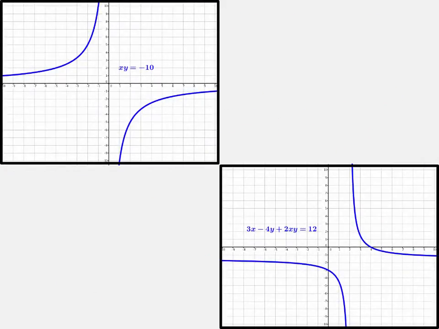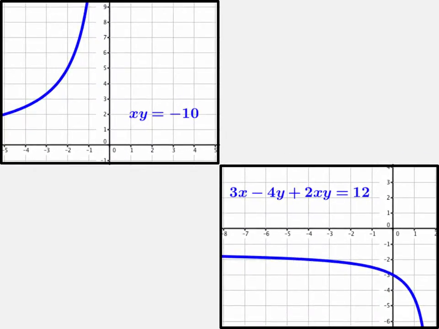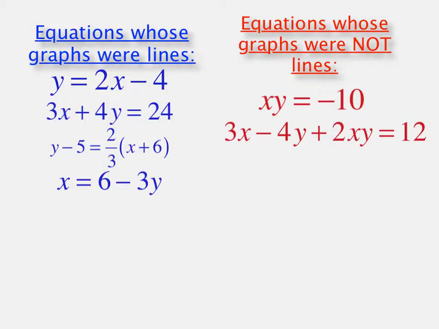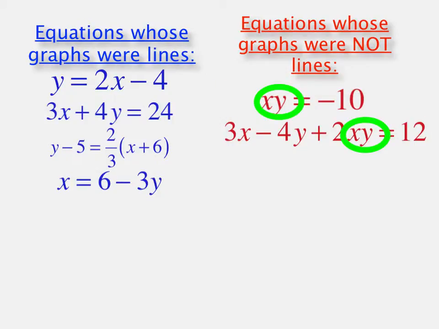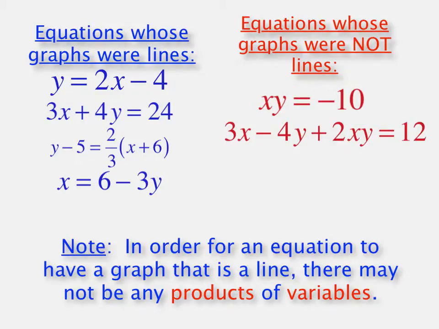Okay, two more equations with their corresponding graphs, obviously not lines. Now, what about these equations might tell us that their graphs won't be lines? Well, to me, it appears that in these two equations, we've got variables being multiplied by one another. But in our equations that created lines, we had variables being multiplied by numbers, but never variables being multiplied by variables. And this brings us to our third observation: in order for an equation to have a graph that is a line, there may not be any products of variables.